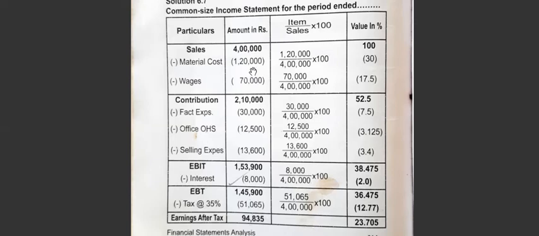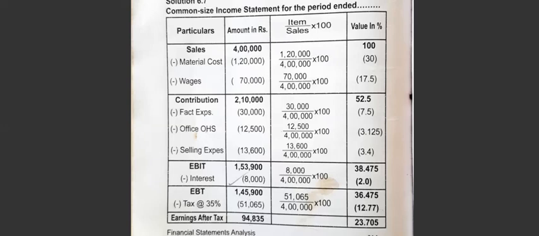Taking the divide, all the items will be divided by 4 lakh into 100, and you will get the percentage. You have to follow the format which I have given you for the leverage problem. The same thing will continue here. Sales minus variable cost, contribution minus fixed cost, EBIT minus interest, EBT, less tax, you will get EAT.